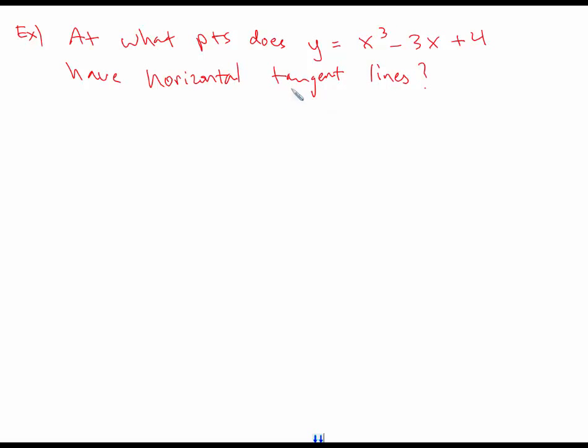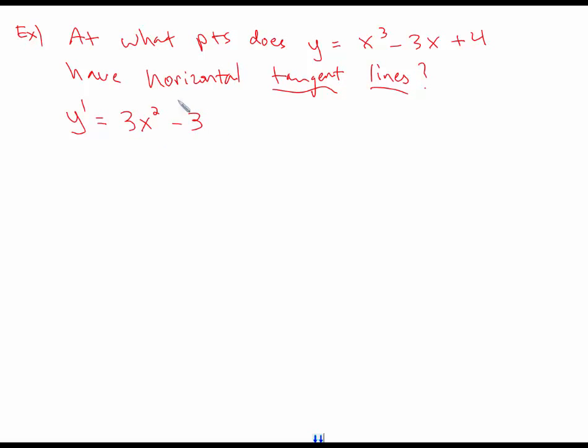Okay, so we're talking about tangent lines. That means we need to find the slope. Slope is the derivative. So what is the derivative of this function? So we're going to find y prime. And then let's use the power rule. We'll end up with 3x squared minus 3.